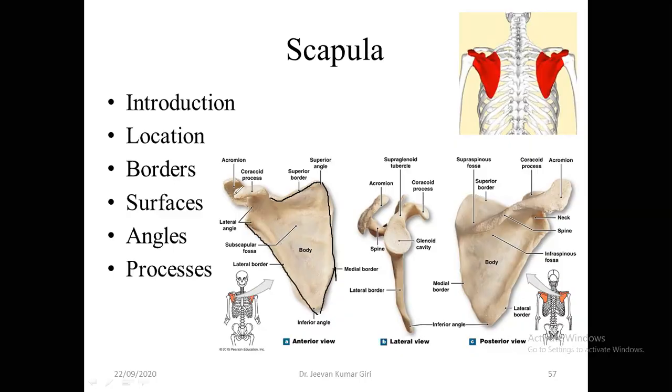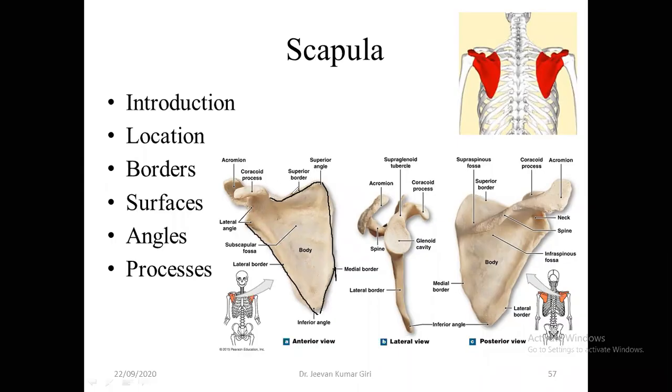So there are three borders in the scapula. This is one border, the superior border. This is the next border, the medial border. And this is the next border, the lateral border.